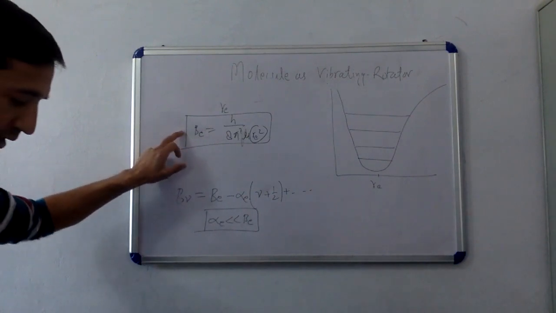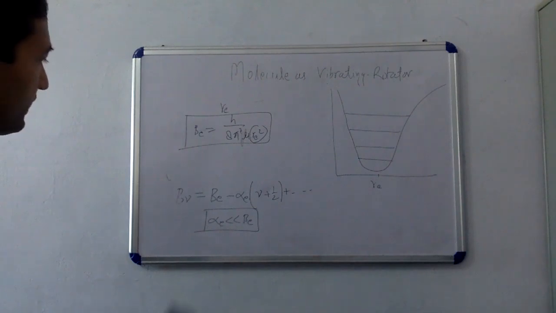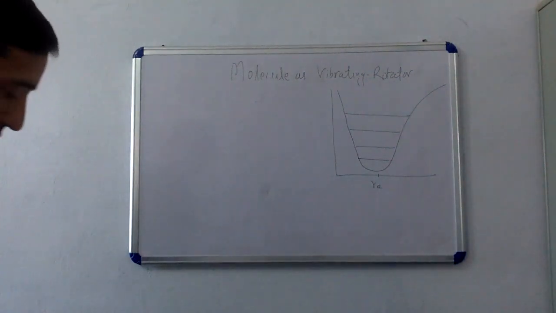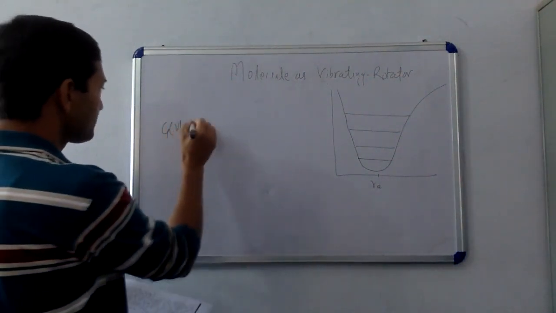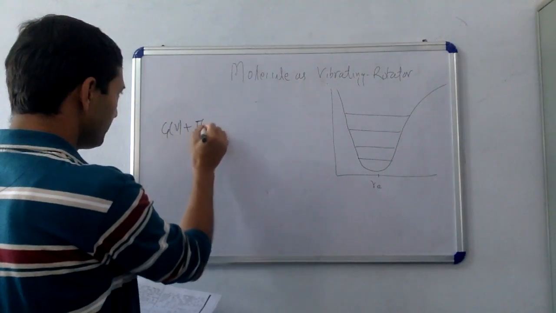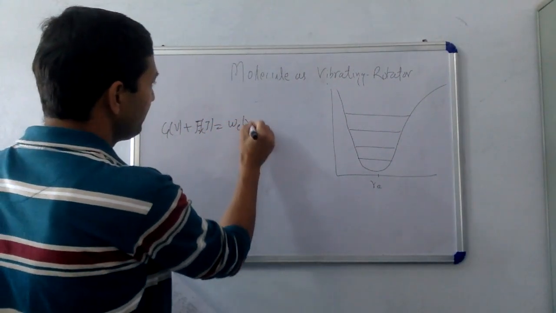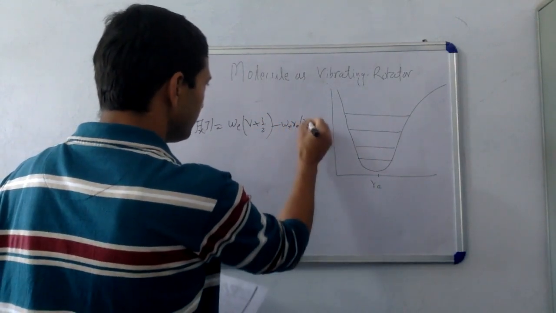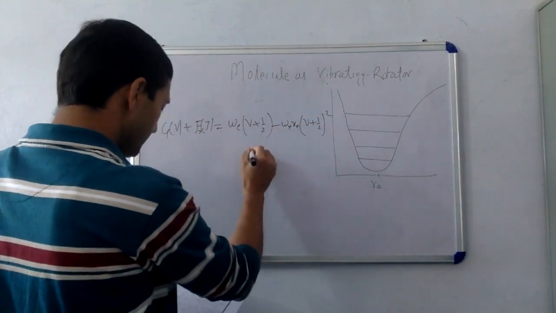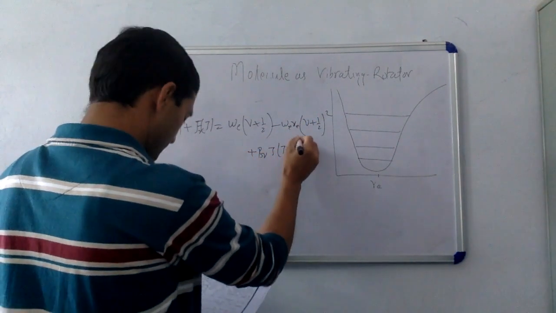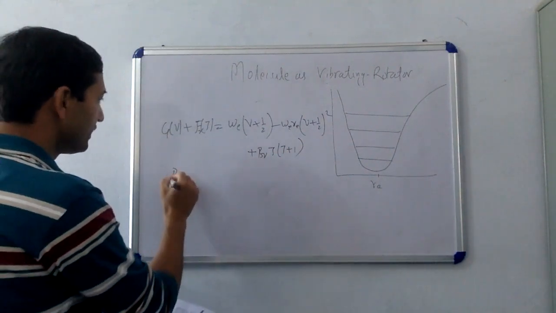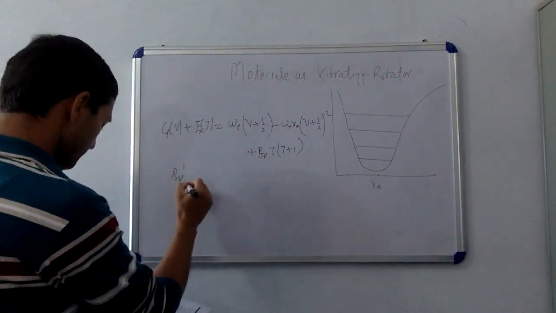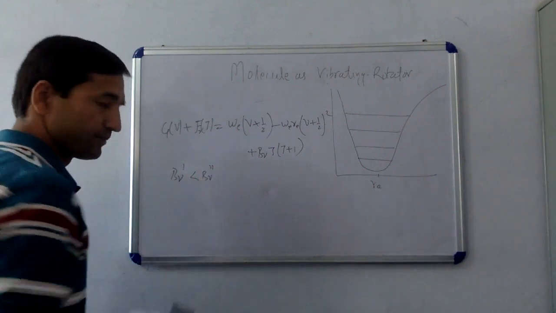So now I could write the total energy for the vibrating rotator, F(ν, J) equal to ω_e(ν + 1/2) − ω_e x_e(ν + 1/2)² + B_ν J(J + 1). Where again, once I am defining this, B_ν' will be less than B_ν''.